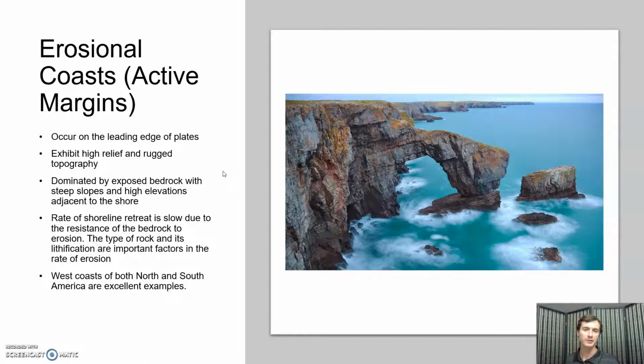We're going to be closer to plate boundaries, closer to the leading edge of the plate. We're going to have high relief, rugged topography. We're going to have a lot of exposed bedrock, steep slopes, high elevation. This that we see in the picture is very, very typical of what you'll see in these settings. The rate of shoreline retreat, so up the shore moving backwards, tends to be slow because we have such rugged terrain. It tends to be a very, very slow process of actually eroding it back. And the type examples are going to be the west coast of North and South America.